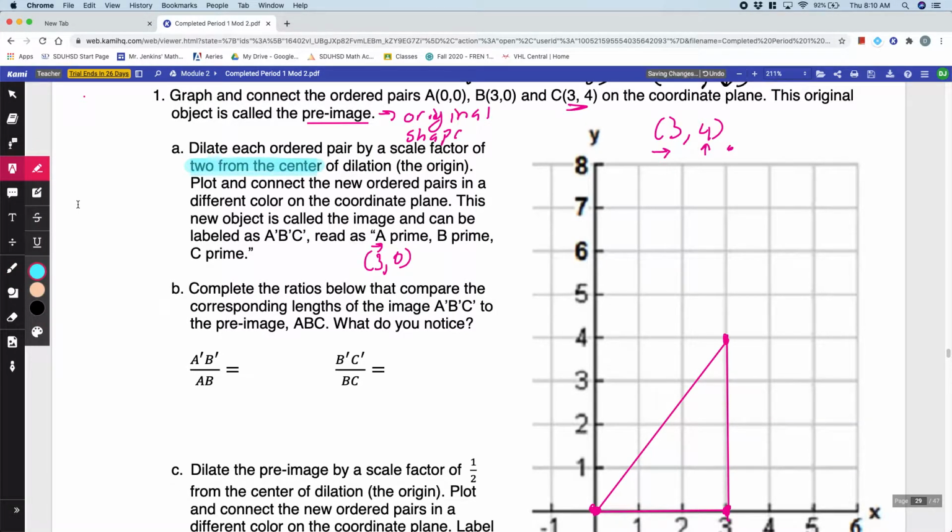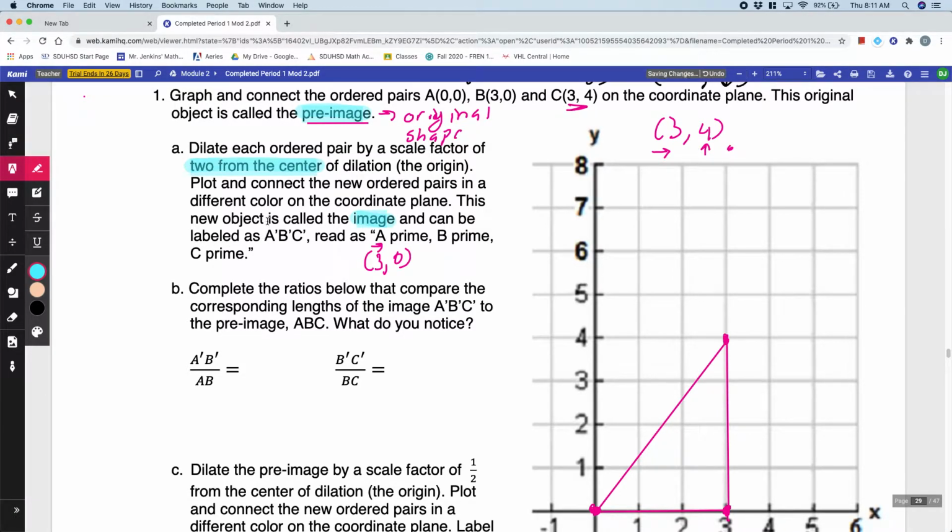Of dilation from the origin. Plot and connect the new ordered pair in a different color on the coordinate plane. This new object is called the image. So remember, the original shape is the pre-image, and the new shape is going to be called the image.